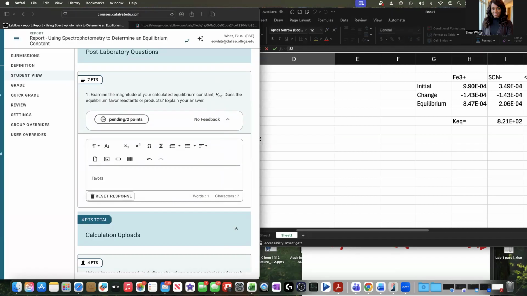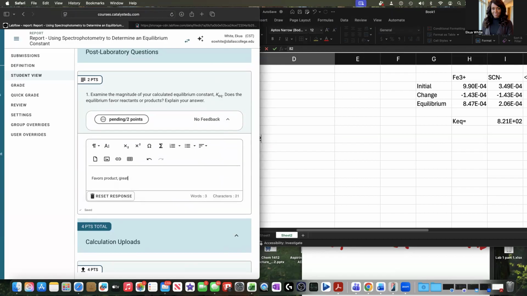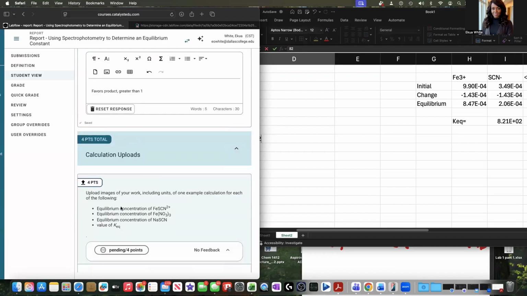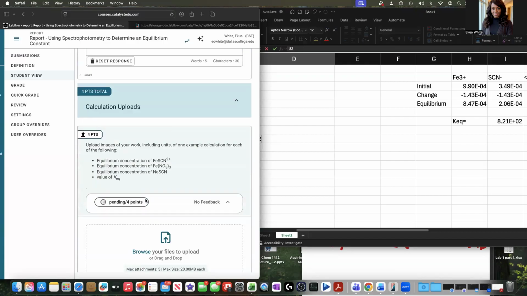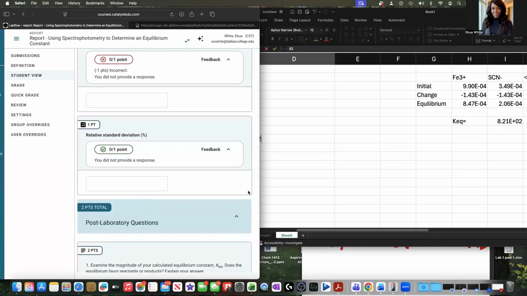Greater than 1 favors products. If it's less than 1, favors reactants. Okay. I see. So all I have to do is standard deviation. Man.